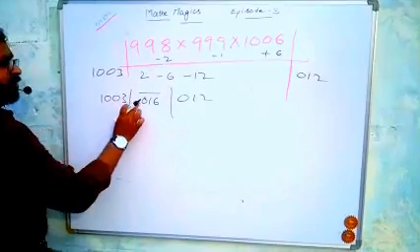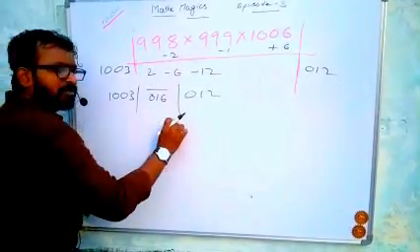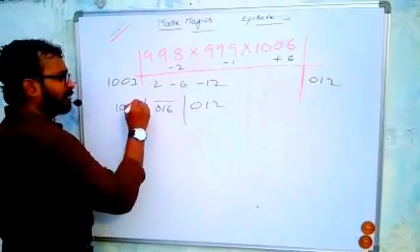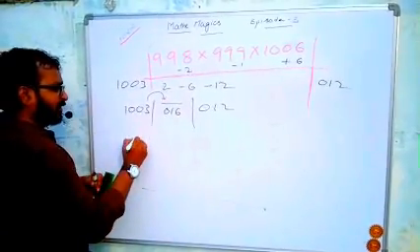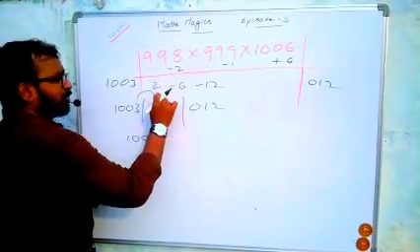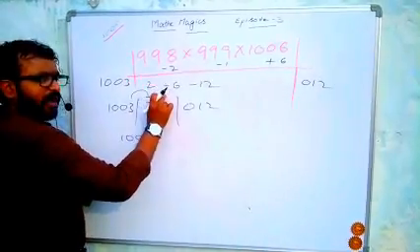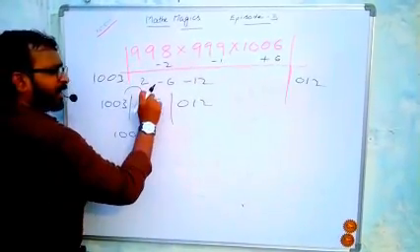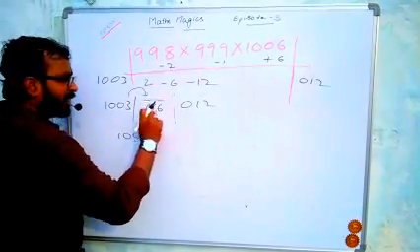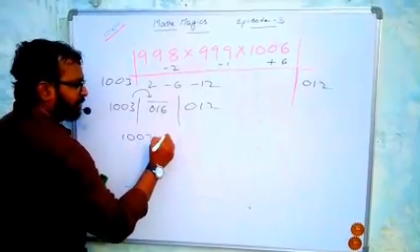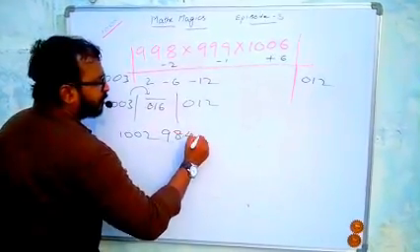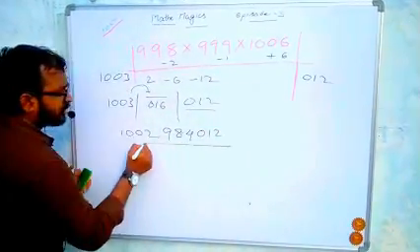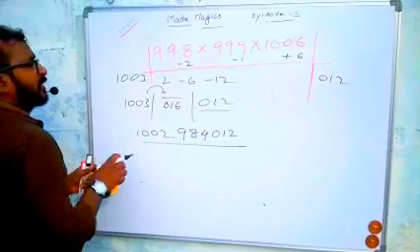Whenever there is no bar, we can simply remove the obliques, and we get the answer as it is. But here there is a bar number, so we should take one from the left, and it becomes 1002. Bar in the sense, 1000, whatever the base value is, that itself is the bar value. So we have taken one, and therefore we have taken 1000 here. 1000 minus 16 becomes 984. Finally we write 0 1 2. This is the final product of these three.